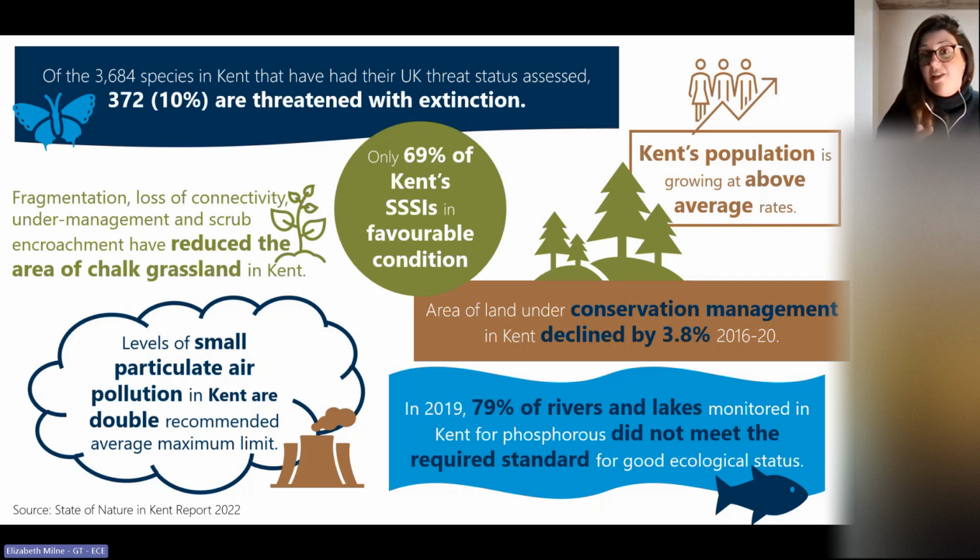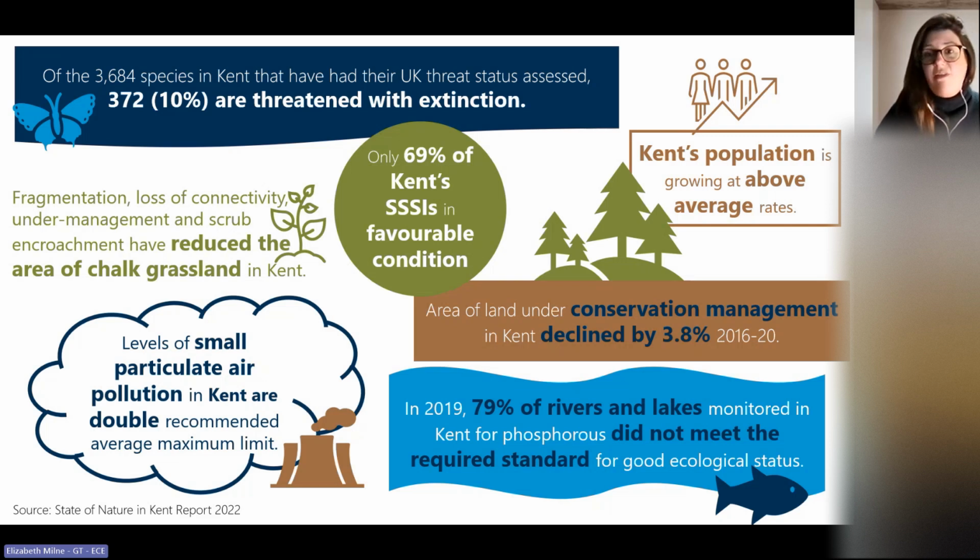There's also the fact that there is a decline generally in the area of land under conservation management. So that would lead to our triple SIs being in unfavourable condition, but more just generally across the board mean that we are seeing the qualities of our habitats really declining. And we also have the fact that the majority of our rivers and lakes and also coastal waters are just not meeting good ecological status.